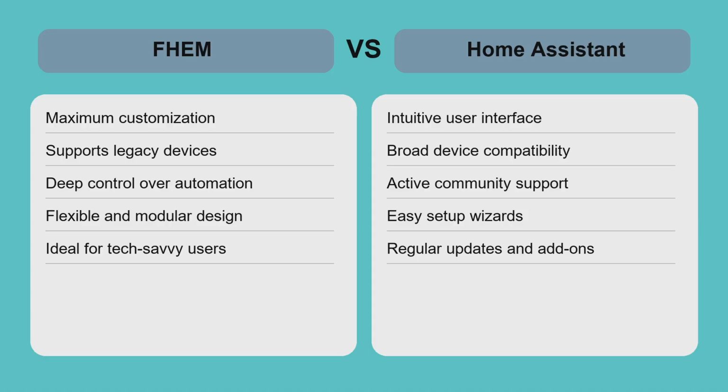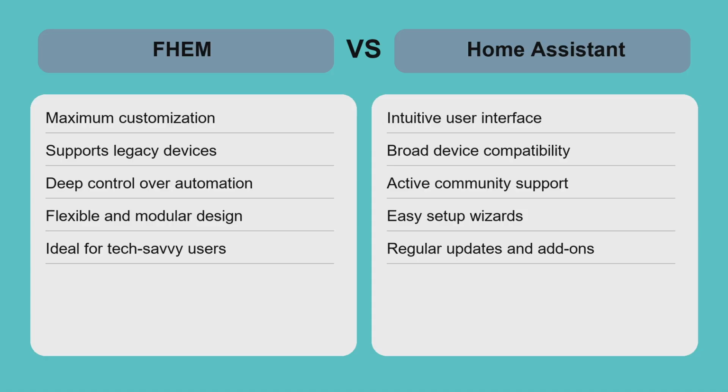Home Assistant, on the other hand, offers a polished interface and broad compatibility with modern smart devices, making it easier for newcomers and those who prefer visual automation tools. In real-world use, FHEM suits custom complex setups with older hardware, while Home Assistant fits most users aiming for quick integration and ongoing support. The trade-off is between FHEM's deep customization versus Home Assistant's user-friendly design and community-driven development.